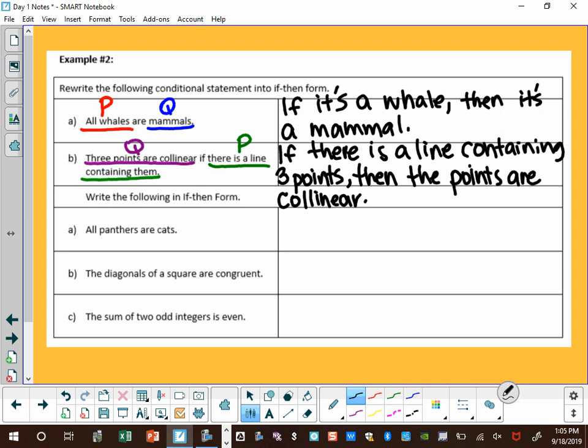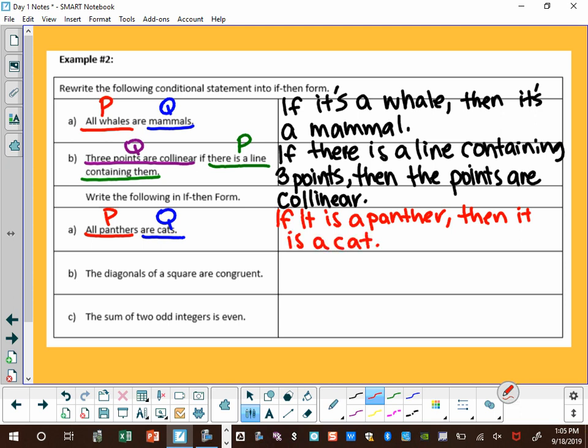All right, the last little bit of notes. All panthers are cats. Brian, what's my hypothesis? All panthers. What's my conclusion? Cats. So we can say, if it is a panther, then it is a cat.